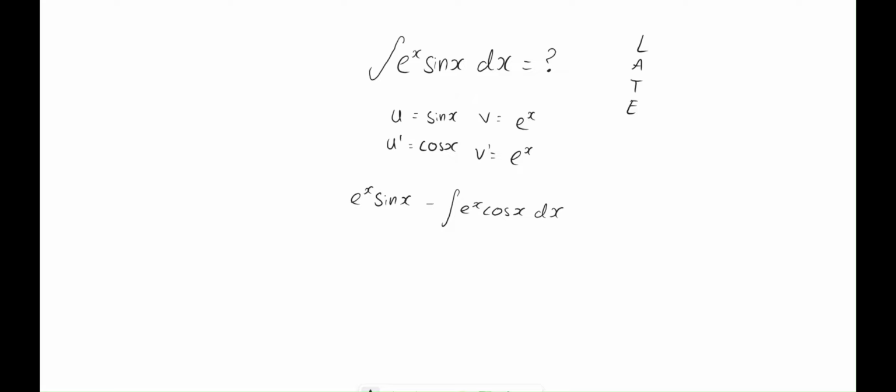And again we must use the LATE rule. Now we apply the same thing, the derivative of u is minus sine x, and the integral of e to the x is e to the x. So now we apply the product rule. So again, uv minus the integral of u dash and v, which puts it in this form.